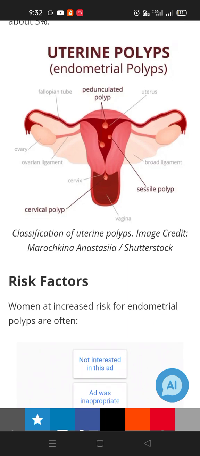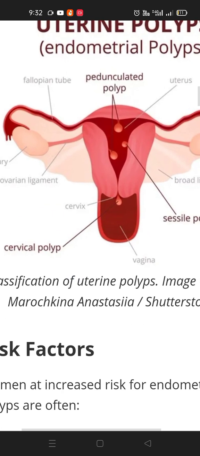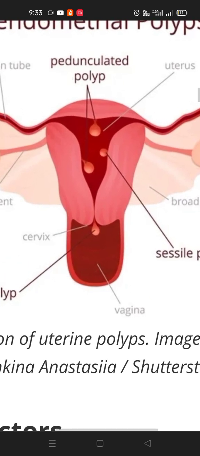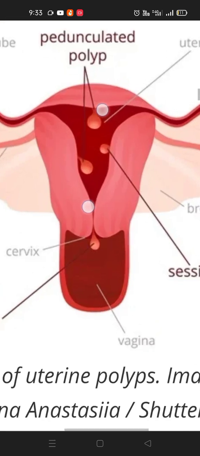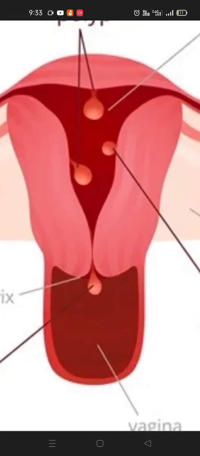Uterine polyps are mucosal outgrowths seen in the uterus and in the cervix. These can either be pedunculated. You can see here there is a pedicle with the polyp, and it is projecting into the endometrial cavity, and in some cases it is sessile. You can see here that this one does not have a pedicle, so it is basically a sessile polyp.